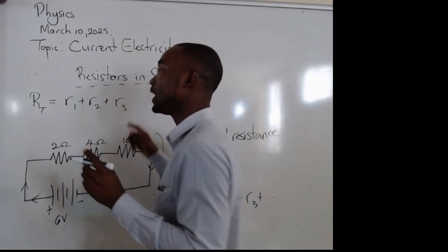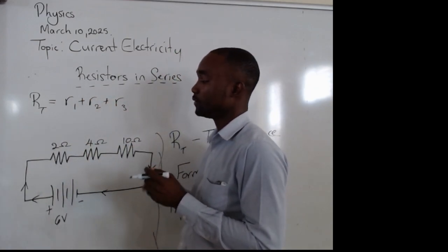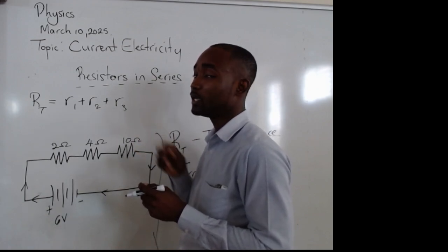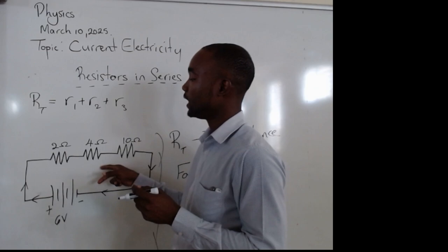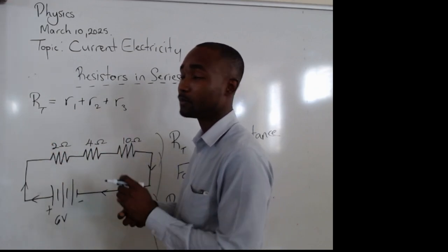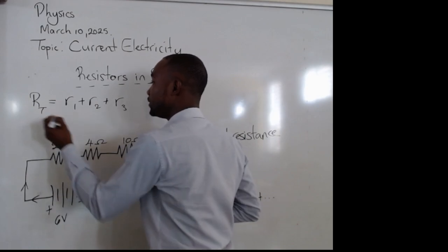And why do I stop at R3? Because I only have 3 resistors. If I had 4, I would have plus R4. If I had only 2, I would have R1 plus R2 and would stop. So let's put the values in.